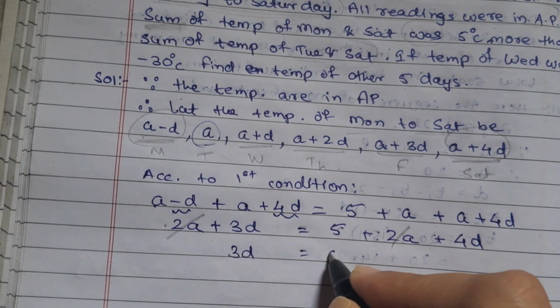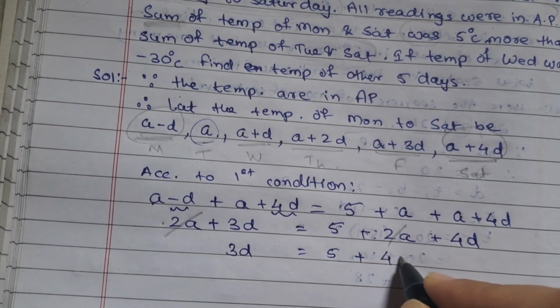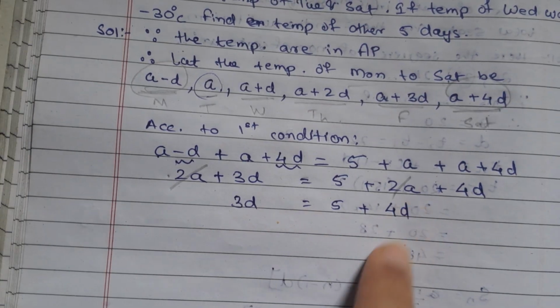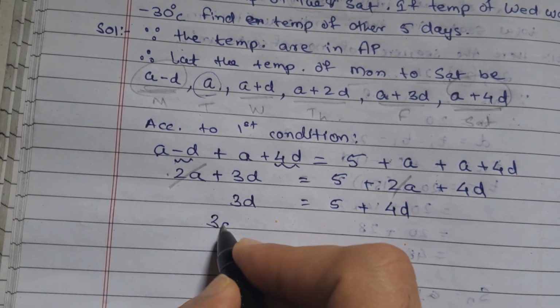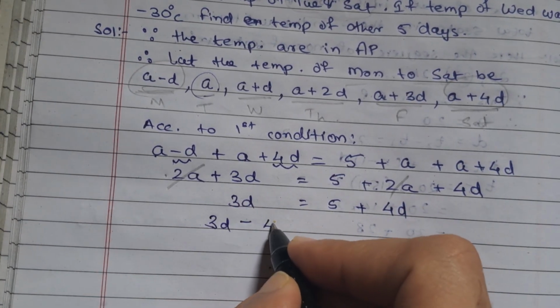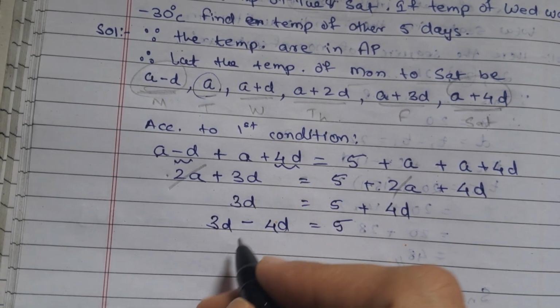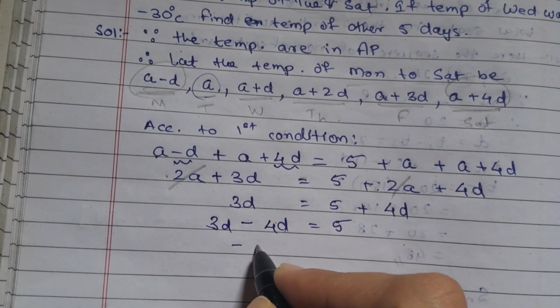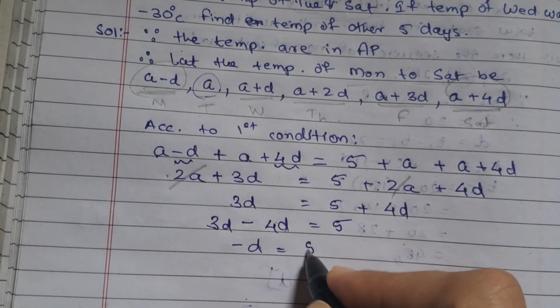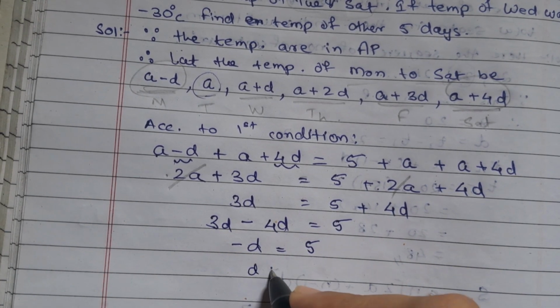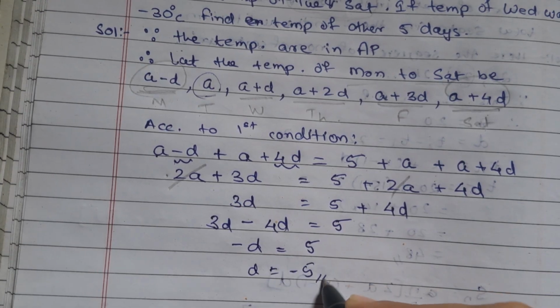3D is equal to 5 plus 4D. So obviously I can just keep the D's together. Let me bring this 4D over here. It will become 3D minus 4D is equal to 5. 3 minus 4 is minus 1, right? So it will become minus 1D is equal to 5. So simply I can remove this minus and put it over here. So it will become D is equal to minus 5.